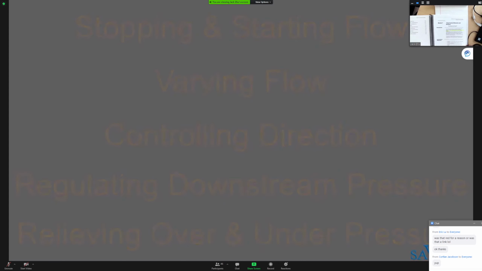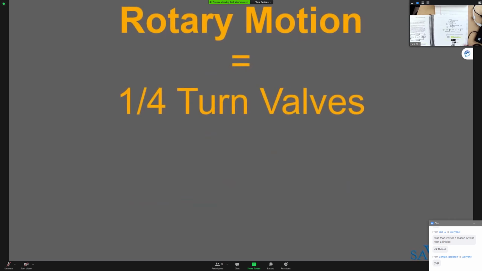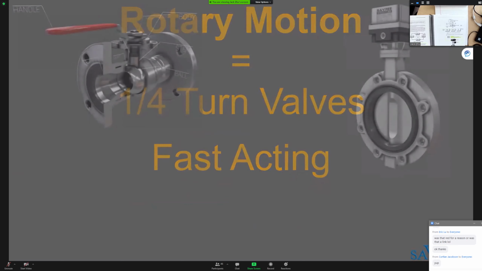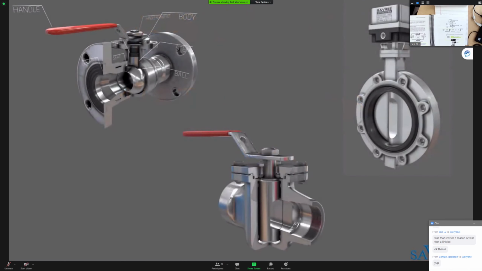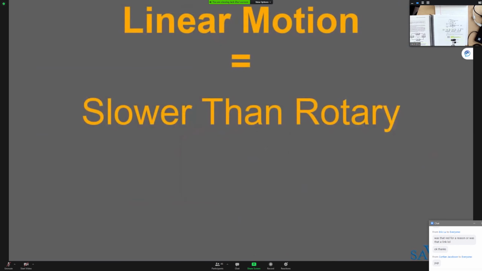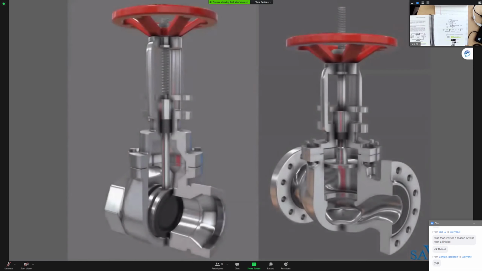Valves can be categorized as rotary or linear motion valves. Rotary valves are those which require a quarter of a turn in order to change position from fully open to fully closed, or vice versa. Rotary valves are fast-acting valves. Examples of rotary valves would include the ball, plug, and butterfly valves. Linear motion valves are slower to operate than quarter-turn valves. Linear motion valves raise or lower the disc in order to open, regulate or close the flow through the valve. Examples of linear motion valves include the gate and globe type valves.